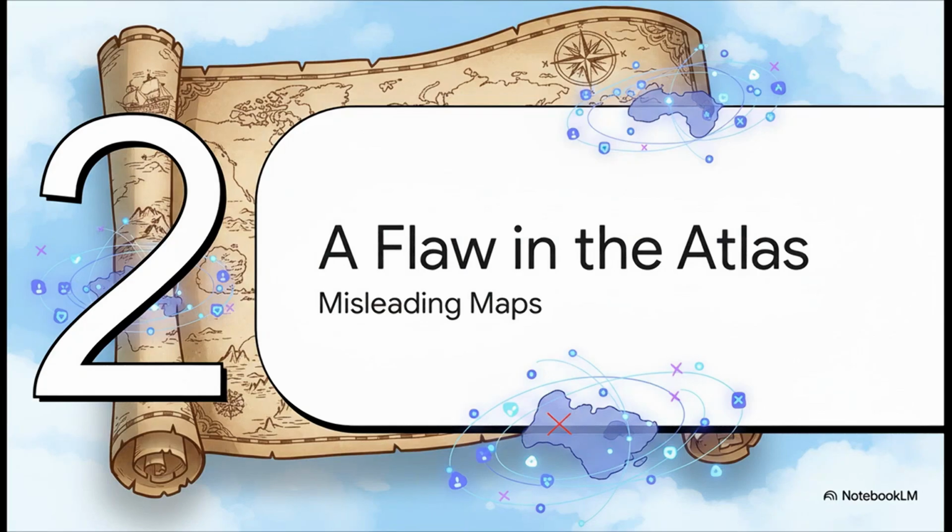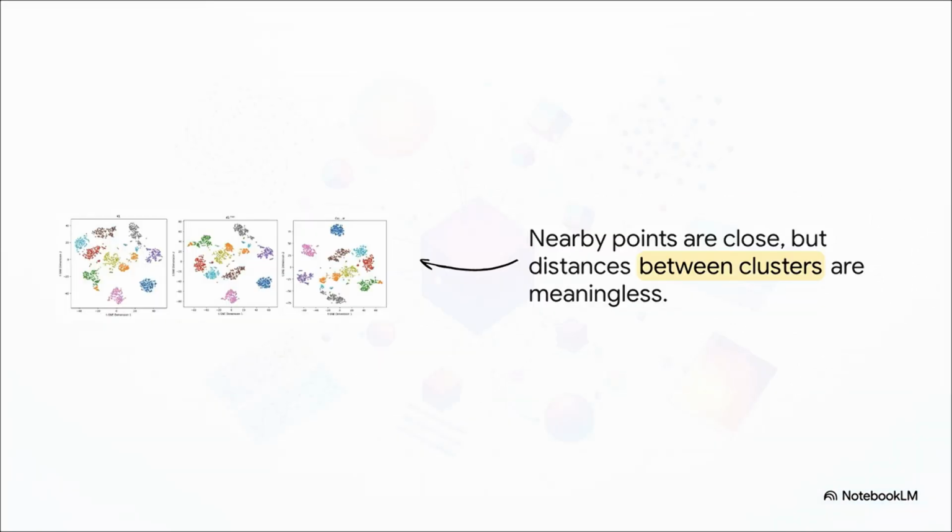But, and you knew there was a but, here's the catch. Just like those old world maps we talked about, t-SNE's maps have a hidden flaw. And it's a flaw that can be more than just a little wrong. It can be dangerously misleading. So take a look at this. This is a classic t-SNE plot. And at first glance, it looks pretty great, right? You've got these beautiful, tidy little clusters of data.